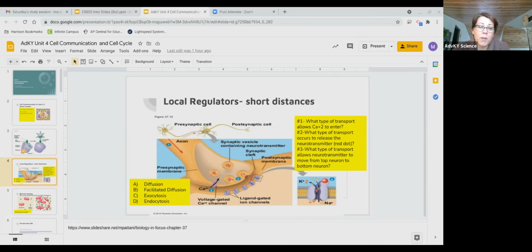I did forget to point out, I do have A, B, C, and D. Again, I'm having trouble with the polls, so you can just write A, B, C, or D, or the correct term. All right, good job.